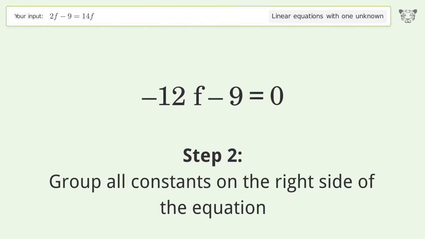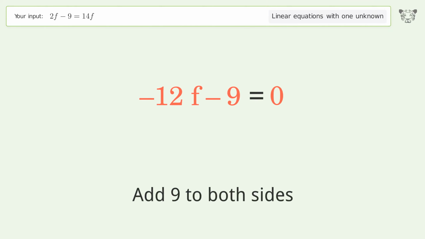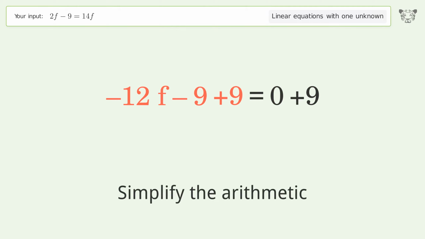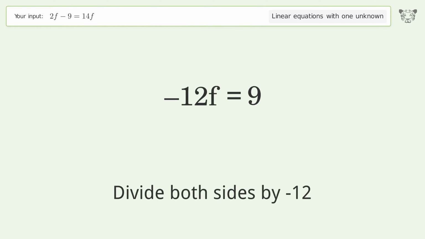Group all constants on the right side of the equation. Add 9 to both sides. Simplify the arithmetic. Isolate the f. Divide both sides by -12.